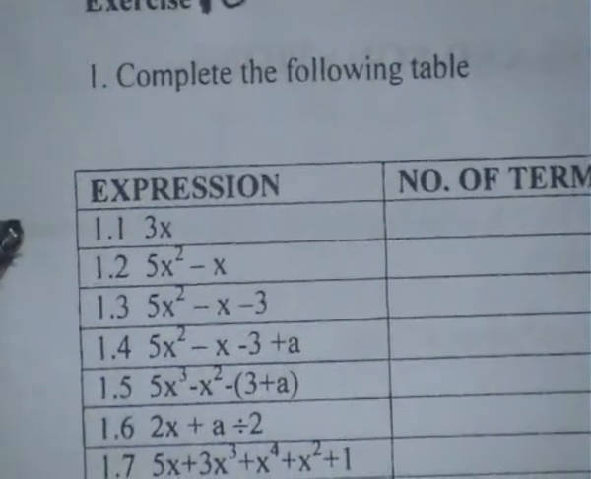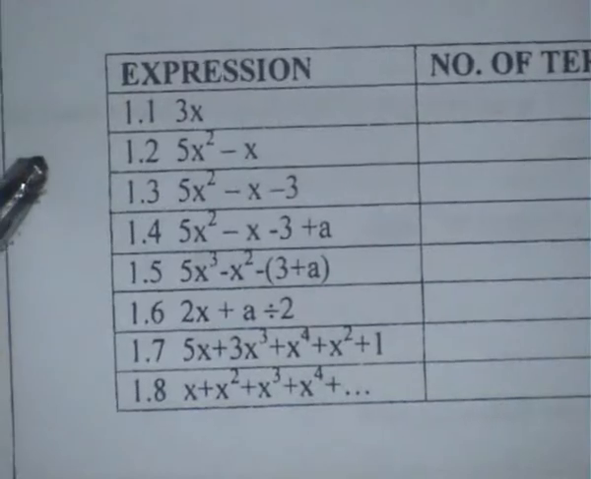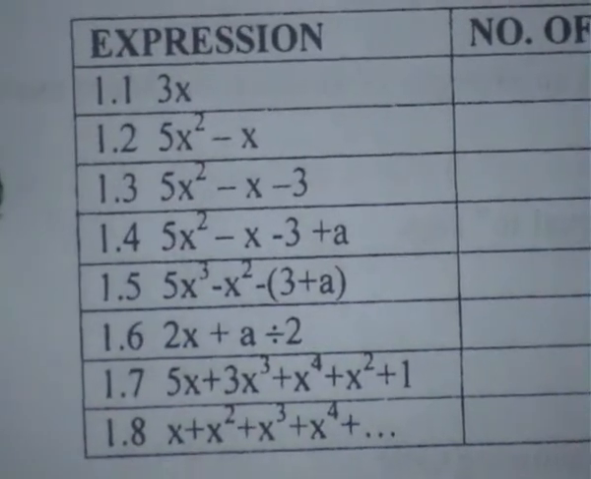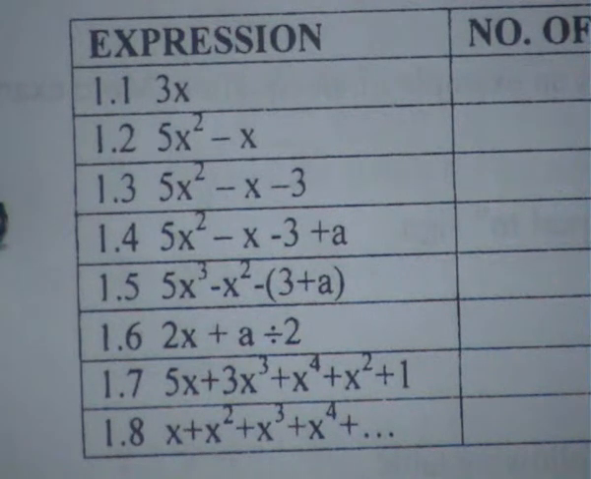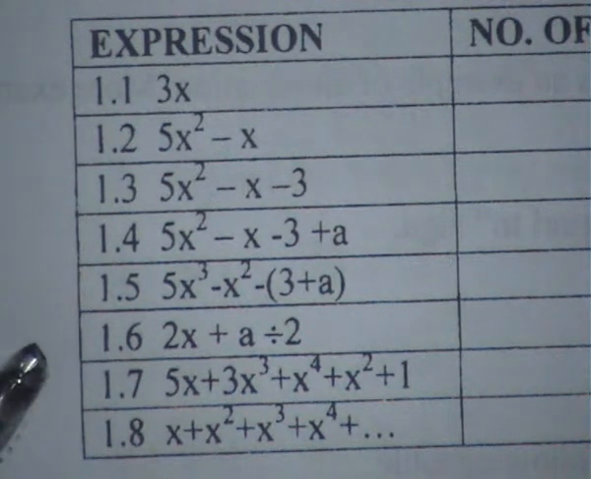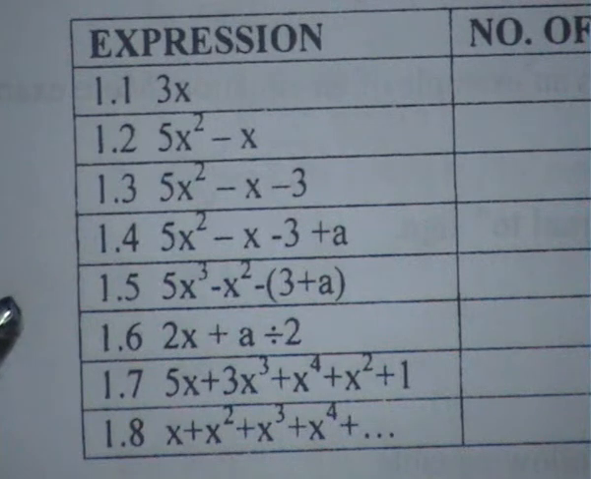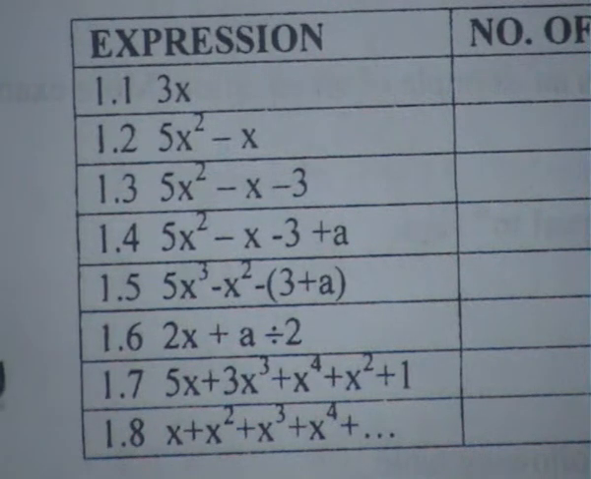1.1, 3x. 1.2, 5x squared minus x. 1.3, 5x squared minus x minus 3. 1.4, 5x squared minus x minus 3 plus a. 1.5, 5x cubed minus x squared minus open bracket 3 plus a close bracket. 1.6, 2x plus a divided by 2. 1.7, 5x plus 3x cubed plus x to the 4 plus x squared plus 1.